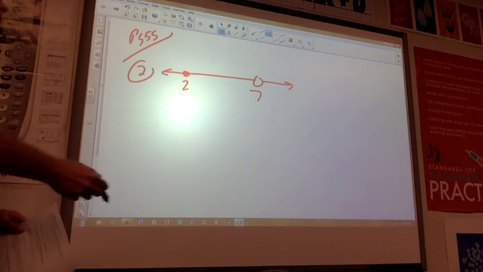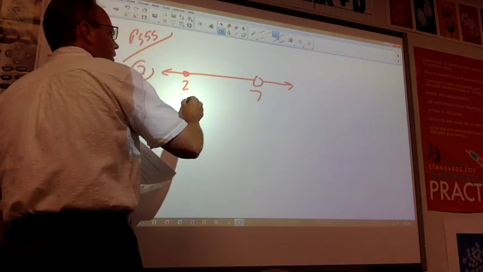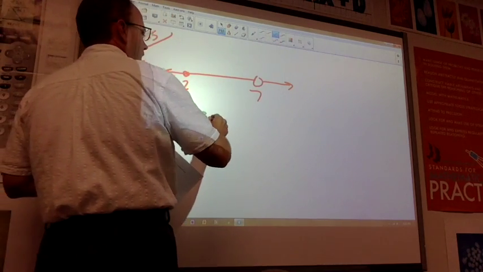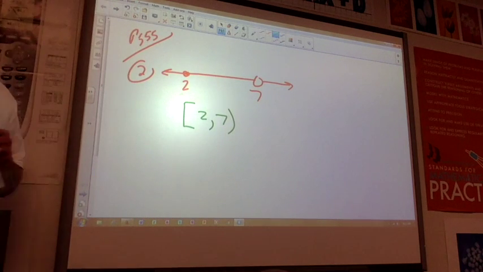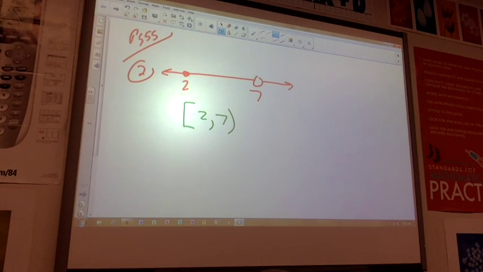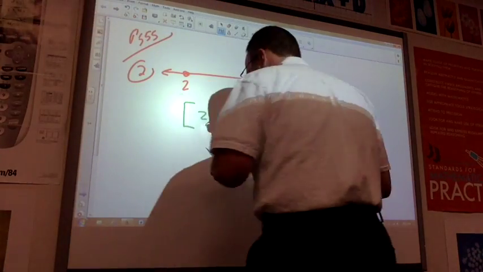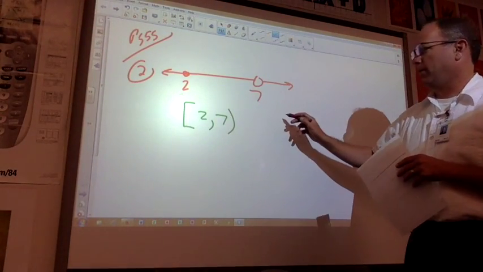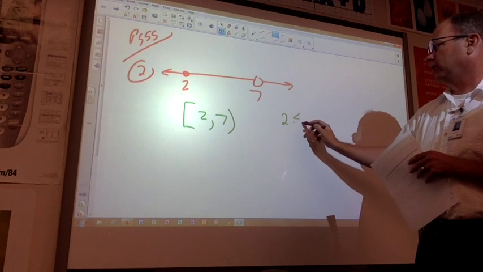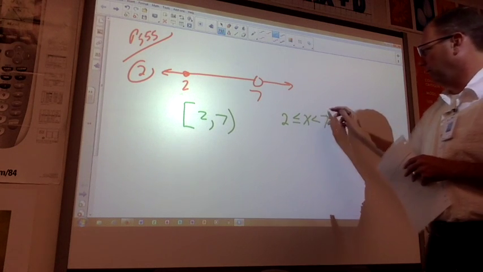So, I think some of you would say, okay, this is how you would represent it. What's that called? What kind of notation? Interval notation, okay? Which, if you can do that, for the most part, I think you're solid. Let's answer the question. Write the compound inequality. 2 is less than or equal to x, which is less than 7.